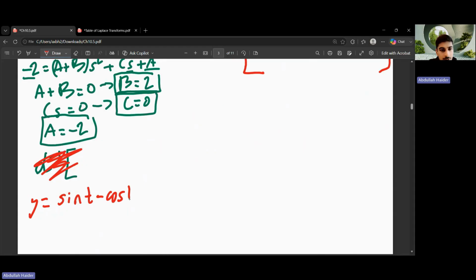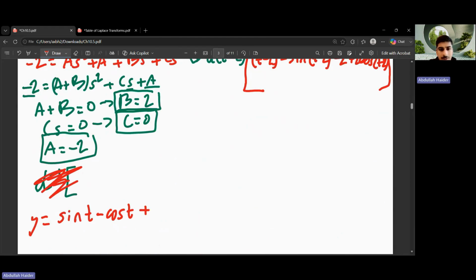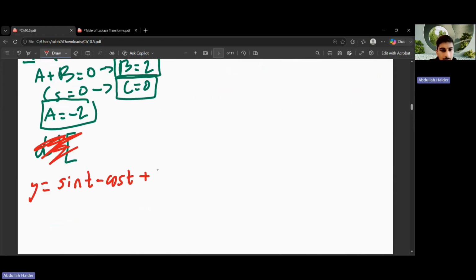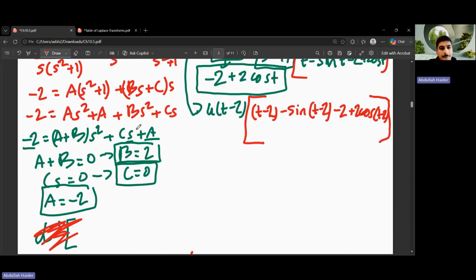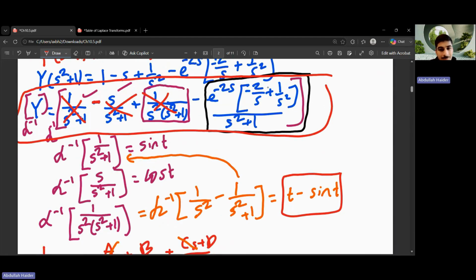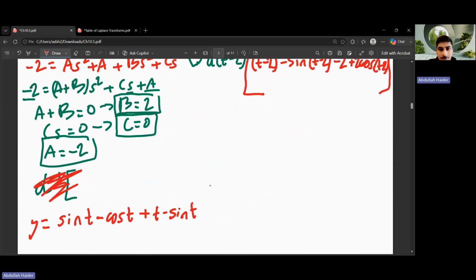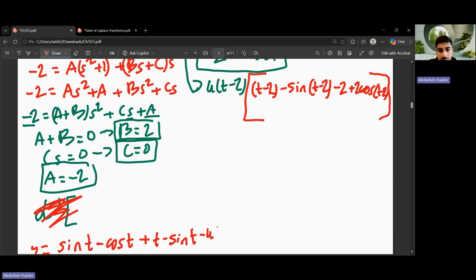Sine t minus cosine t, and plus 1 over s squared. We found this to be t minus sine t, so plus t minus sine t. This is done, and minus this part, so basically minus all this answer. Simply minus u(t minus 2), and this u(t minus 2) is multiplied all together by (t minus 2) minus sine(t minus 2), minus 2 plus 2 cosine(t minus 2).